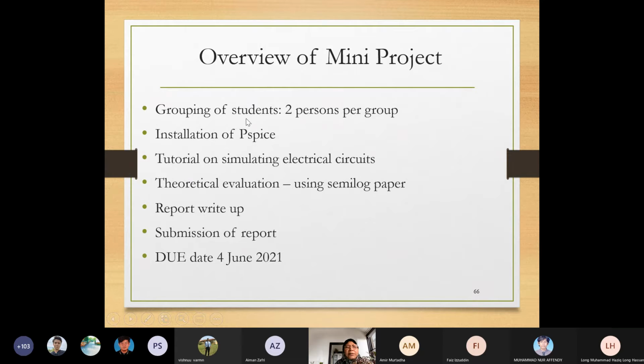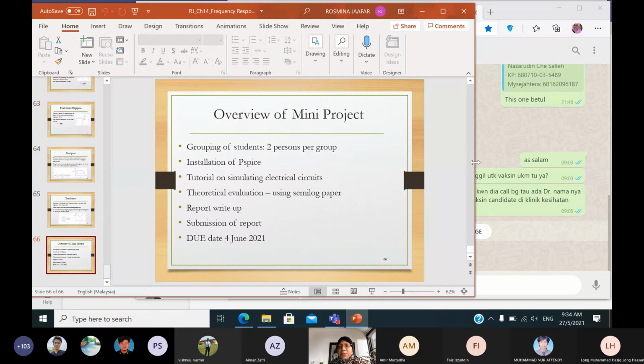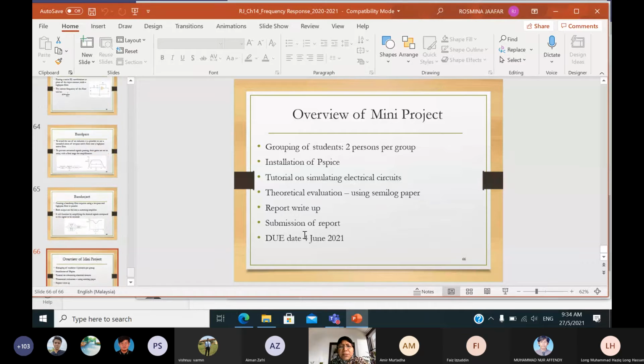And regarding the project, okay, I have uploaded the task sheets, materials, and also the PSpice installer. Okay, here I put for June, but in the actual task sheet, I consider June too soon. So I gave more time. The due date is 8th of June. So let me change this one.